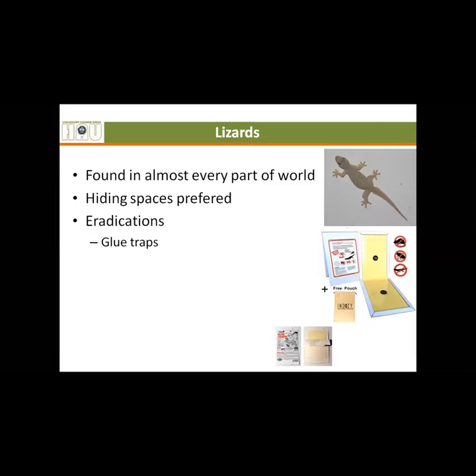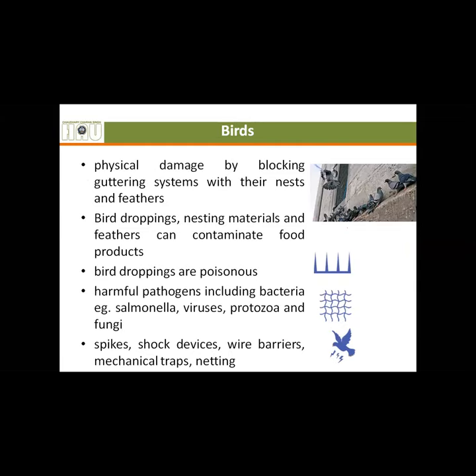Another thing which can cause damage to our products is birds, when our raw material arrives into our premises, or our finished product is ready to dispatch to the market. These are the biggest role players to spoil and contaminate those products. They can also do physical damage to our premises by blocking the gutter systems with their nests and feathers. Bird droppings contain very harmful pathogens, like salmonella, viruses, and fungi. Even these bird droppings are very poisonous in nature, and their nesting material and feathers can contaminate our food.